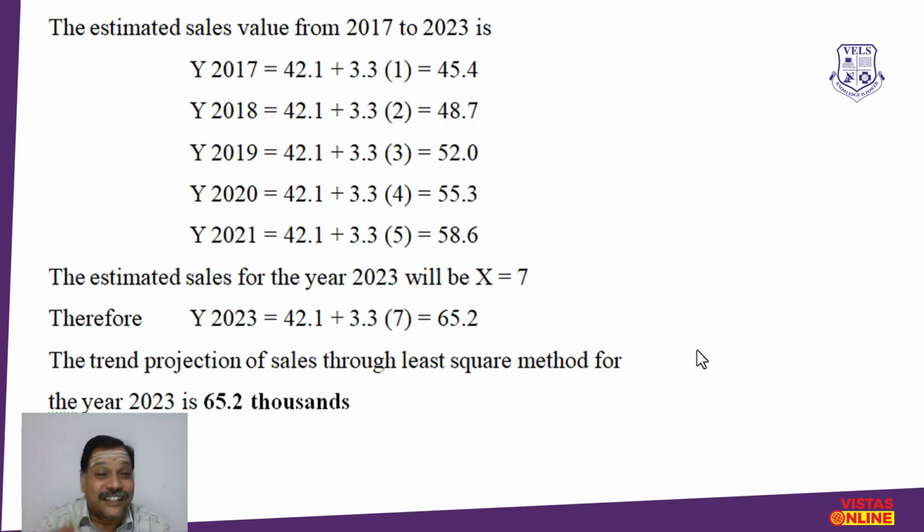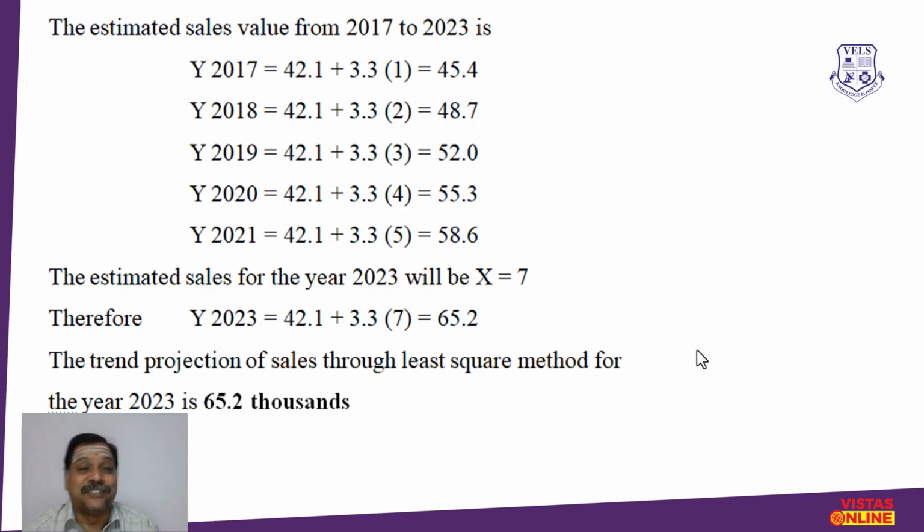For 2023, the x value is 7. So 42.1 plus 3.3 into 7. When we add these values, that is 23.1 plus 42.1, we can get 65.2 will be the value. So the trend projection of sales through the least square method for the year 2023 will be 65.2 thousand. This is the way we have to solve.